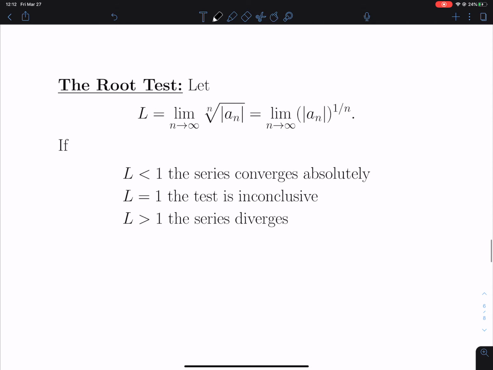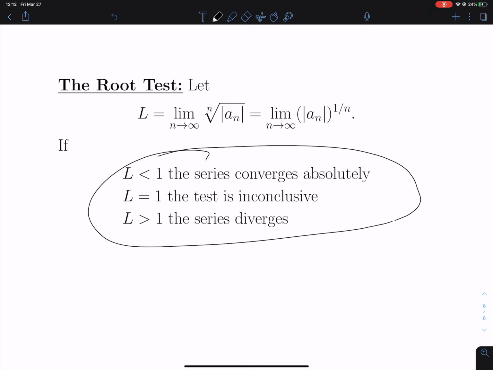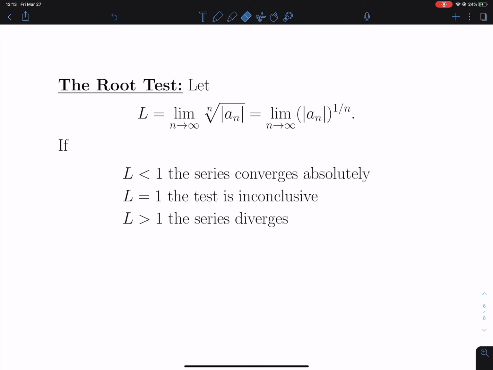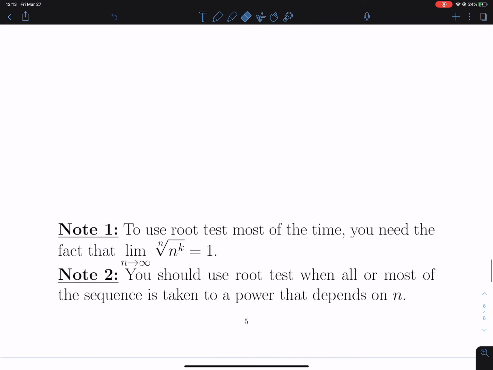Okay, let's look at the root test. So the root test is similar to the ratio test in a bunch of ways. We just have a different thing we're going to take the limit of. So what we'll do is we'll take the nth root of the term with absolute value bars, and then we get actually this exact same trichotomy. If L is less than 1, the series converges absolutely. If L equals 1, the test is inconclusive, and if L is bigger than 1, the series diverges. Okay, so let's just jump in.